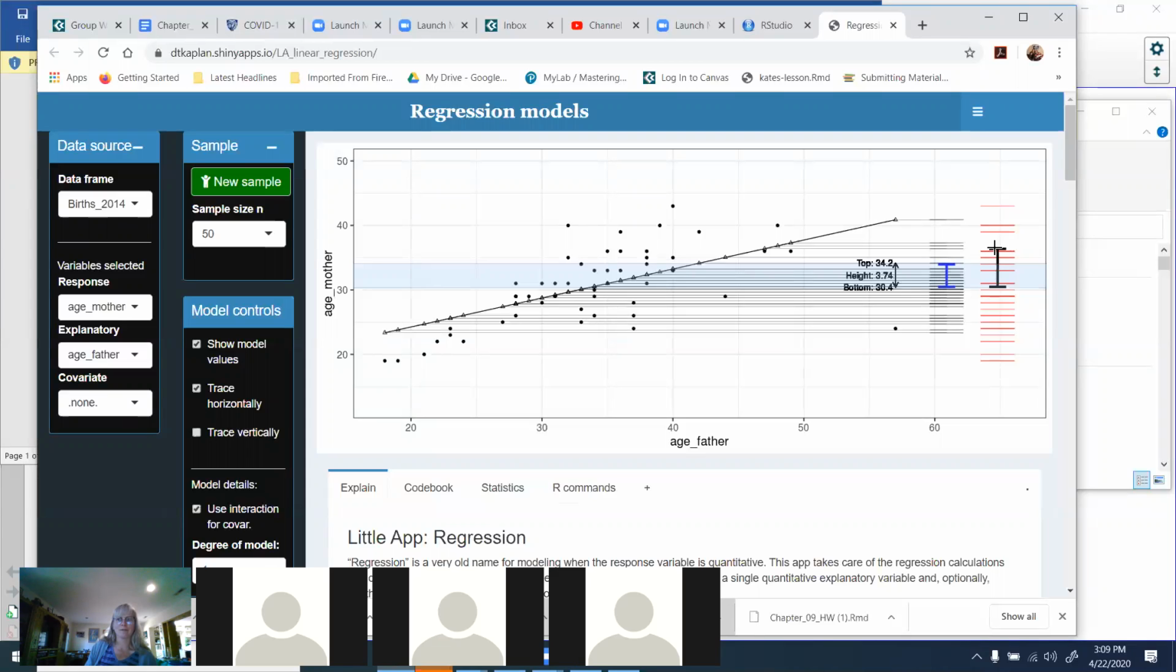What does the black line represent? Oh, let's see. So you're right about the model values. The blue line is the model values. So what's the black line? It's the standard deviation, but of the measured values. So this is how much variability there actually is in people's father's age versus mother's age. Actually, the variability in the mother's age for each father's age.